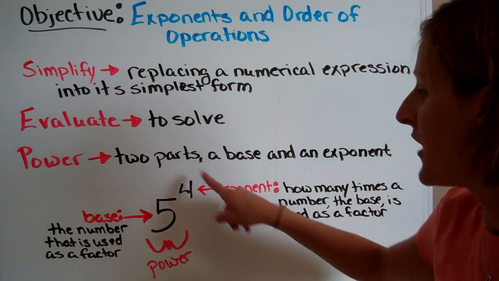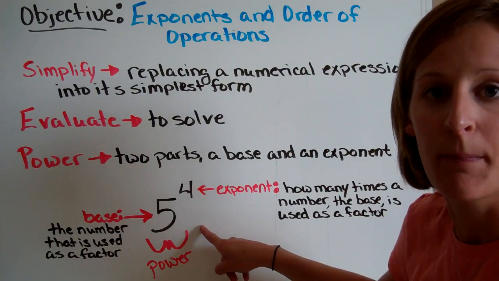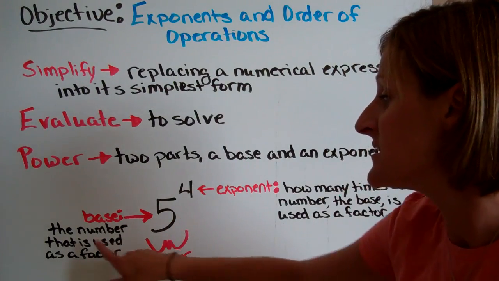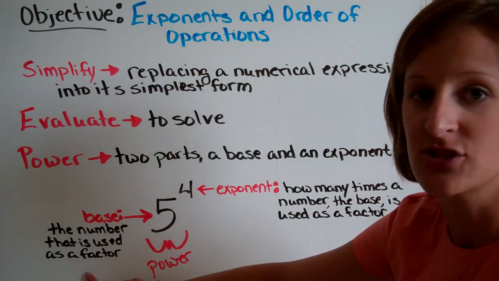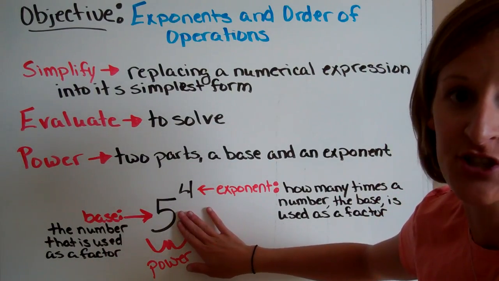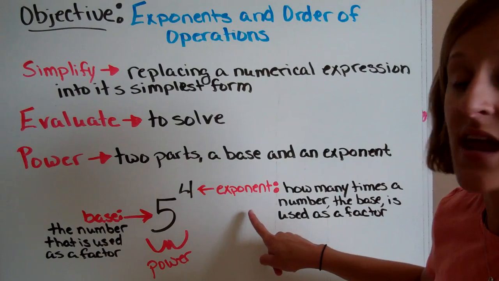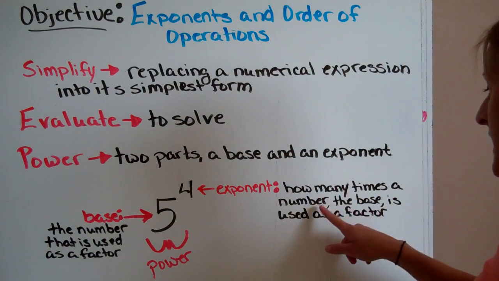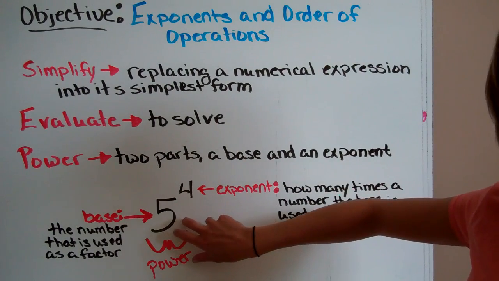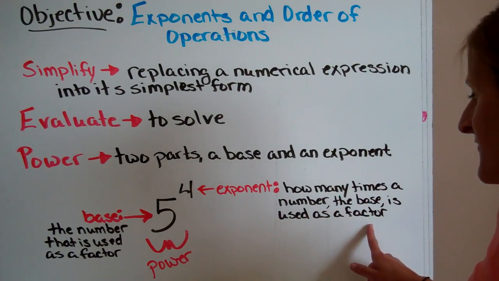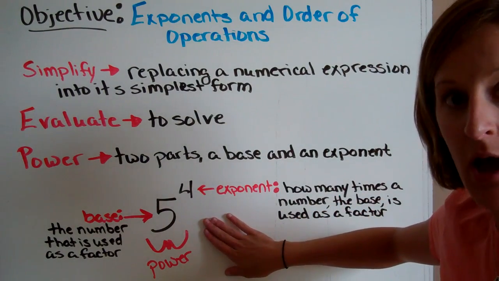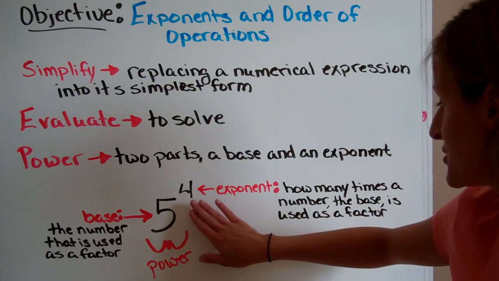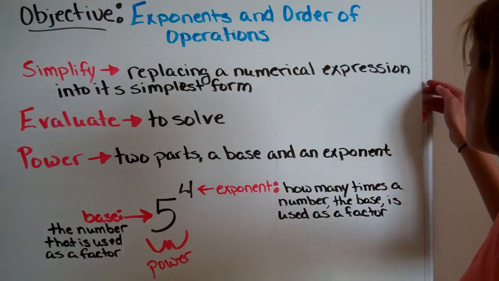Now this right here, 5 to the 4th, is what we call a power. The 5 is the base, and the base is the number that is used as a factor. So this 5 would be the factor. Now the 4 is an exponent, and an exponent is how many times a number, and that's the base, is used as a factor. So in this power, 5 is the base, and it's being used 4 times.